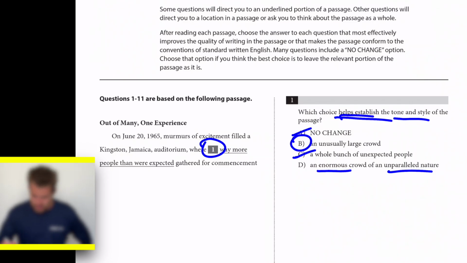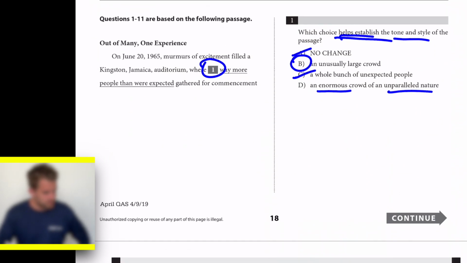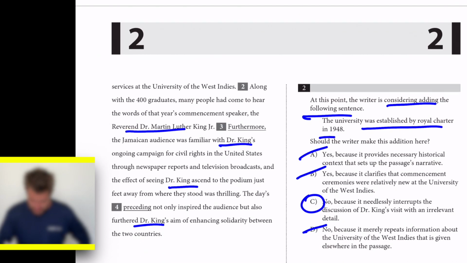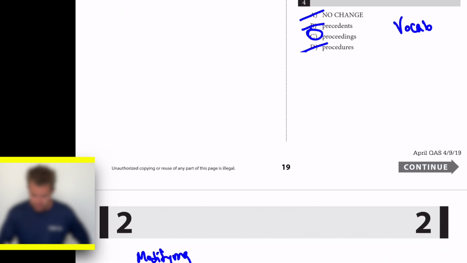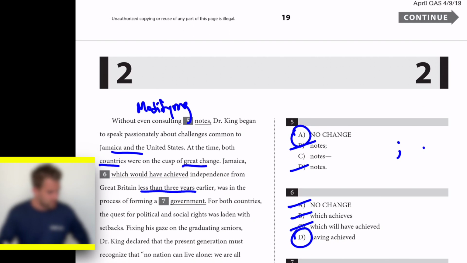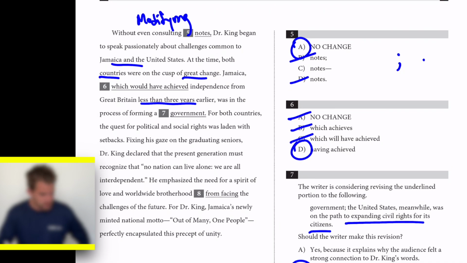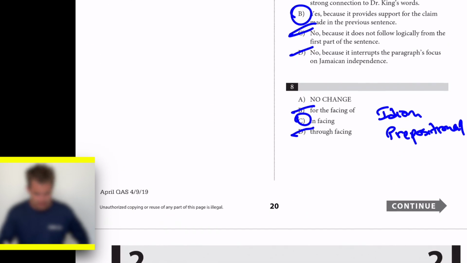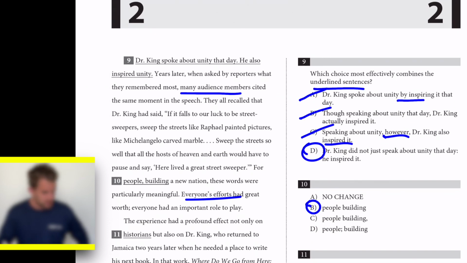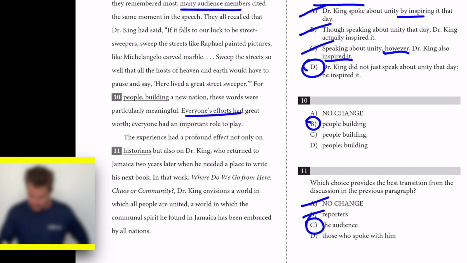Okay, so let's see. Number 1 is B, great. 2 is C, great. 3 is D, 4 is C, that's the vocab one, proceedings, okay. 4 is C, feel good about that one. 5 is A, 6 is D, 7 is B, 8 is C, 9 is D, 10 is B, 11 is C, 12 is B.